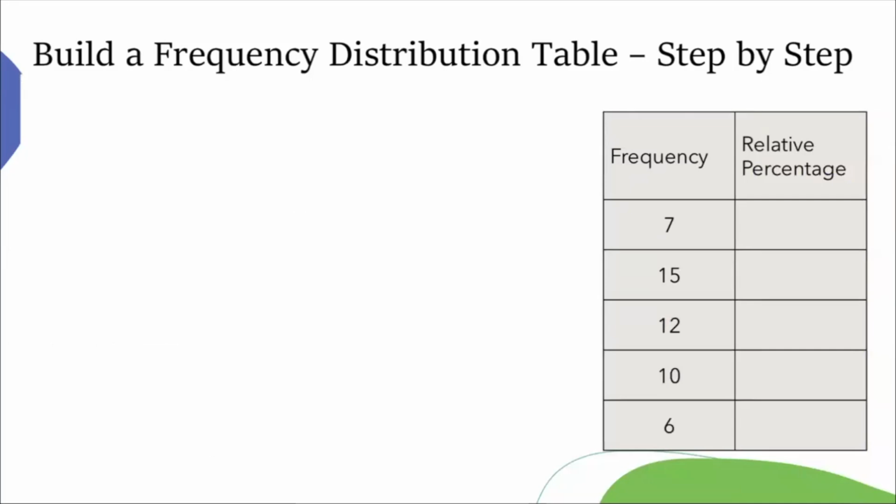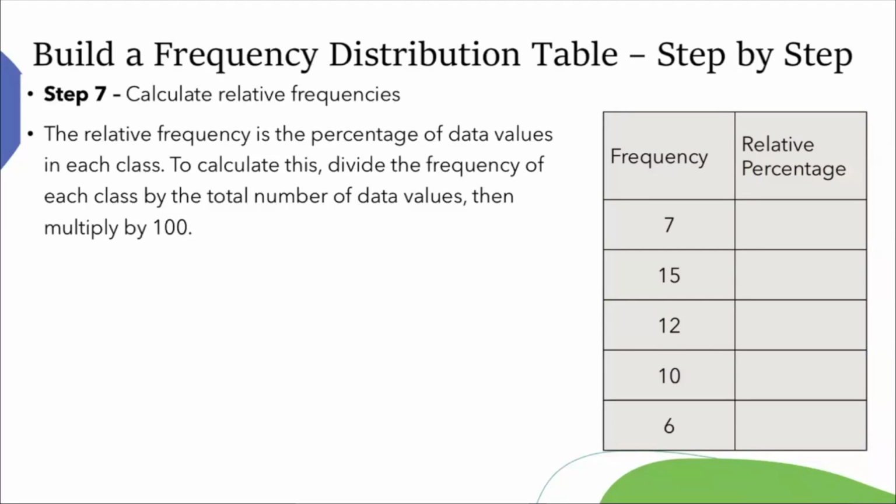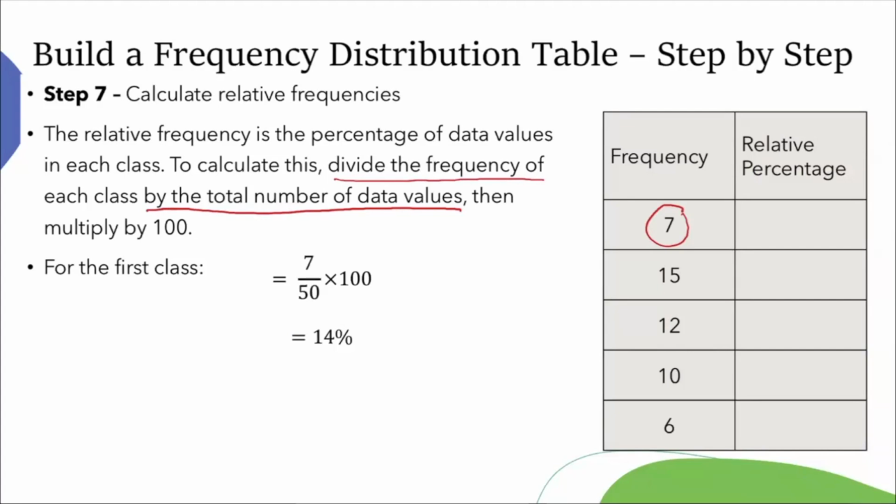I wrote here relative percentage. Sometimes it's referred to as a relative percentage, sometimes it's a relative frequency. They mean the same thing. To calculate the relative frequency, convert this frequency into a percentage, and we're going to do that for all 5 of them. To convert 7 from a frequency to a percentage, you have to divide it by the total number of data values. So we're dividing by 50 here and then multiplying by 100. So 7 divided by 50 times 100 will give us 14%.